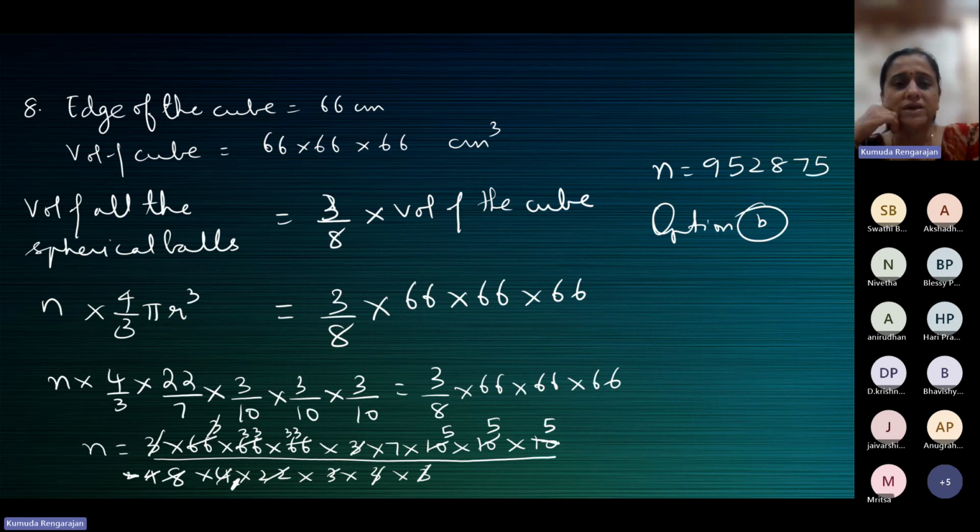One sphere 4 by 3 pi r cubed. All the spheres n into 4 by 3 pi r cubed. N meaning number of spheres is equal to 3 by 8 into volume of the cube is 66 into 66 into 66. Then substitute the values. 0.3 I've taken it as 3 by 10. Then on transposing and simplifying, we get the number of spheres is equal to 9,52,875. Yes, Swati, where should I help you? No, ma'am, I framed it correctly but went wrong in simplifying. Okay.